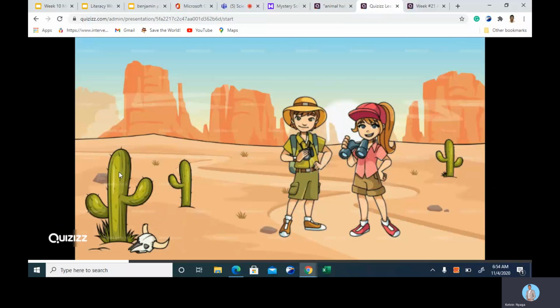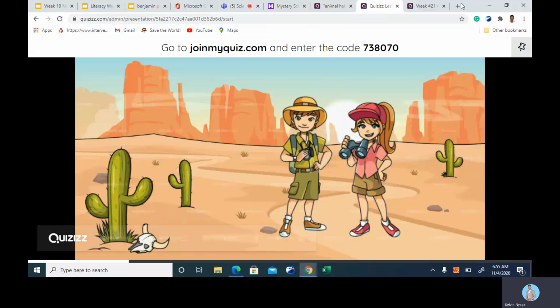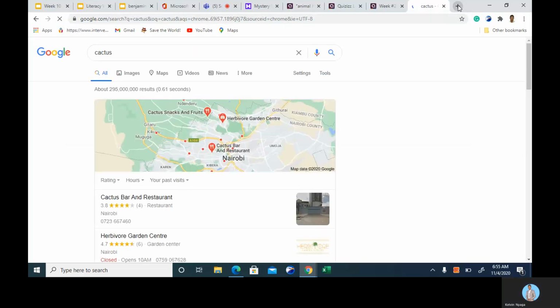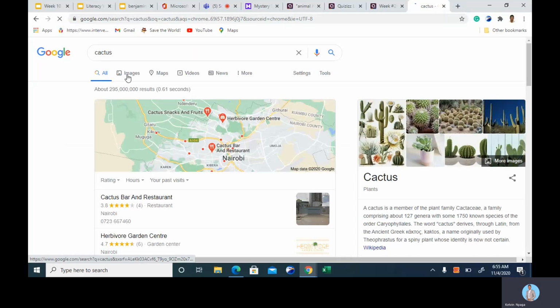For example, a cactus or cacti can live in this environment, but you know what? It has very, very thick skin. Very thick skin. Let's get to see a picture of a cactus. You can get to know what I mean when I say a cactus has very, very thick skin.